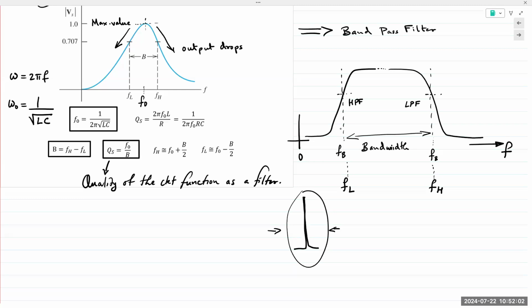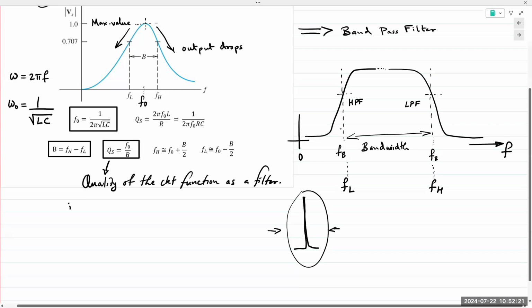Right? If it's allowing only a single frequency to pass through, then FL is equal to FH, meaning the bandwidth is equal to 0. Quality is infinite. Real life, not such a case. It's not possible. So as long as it's very narrow, we'll have a very high quality.